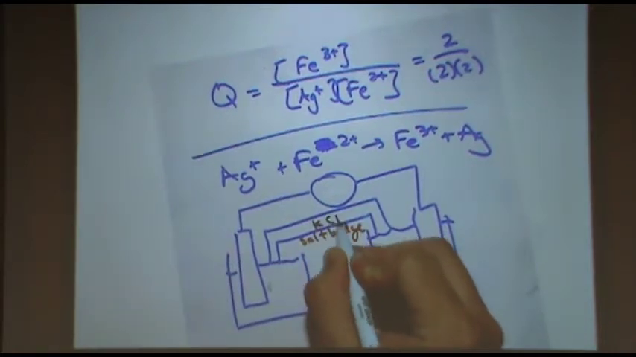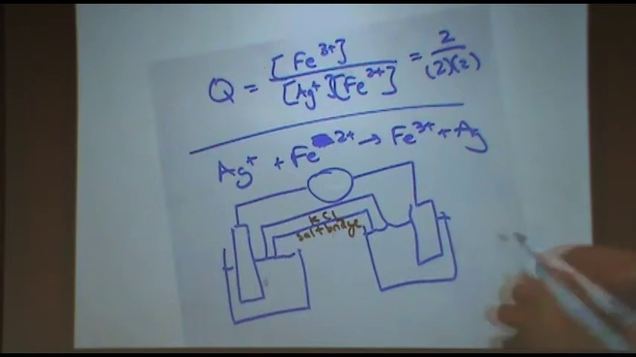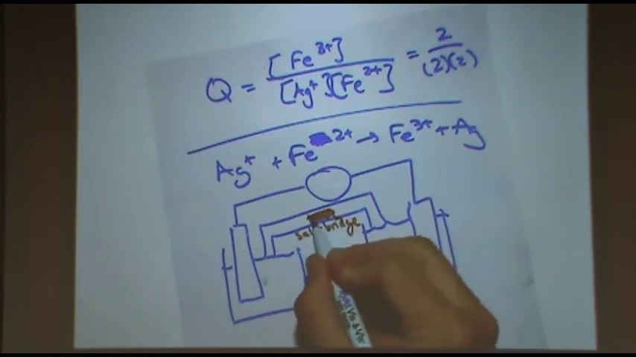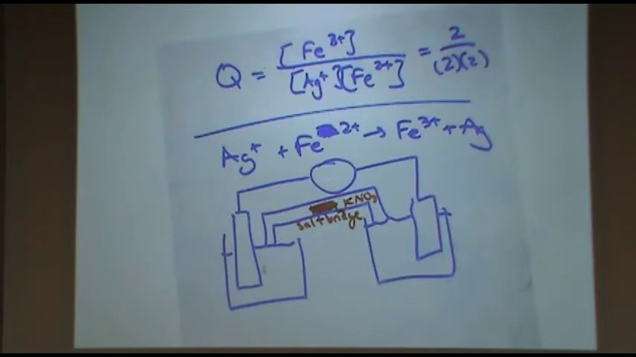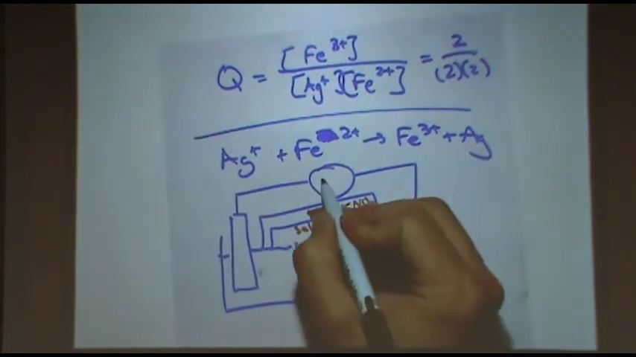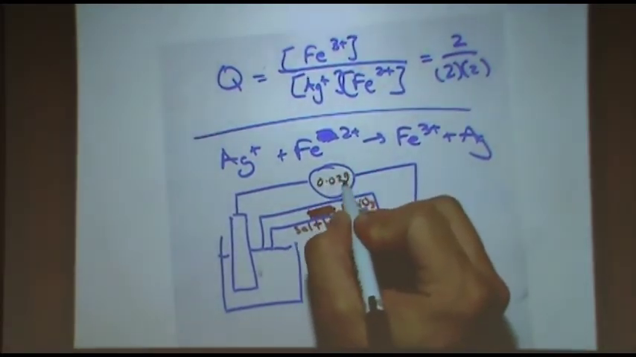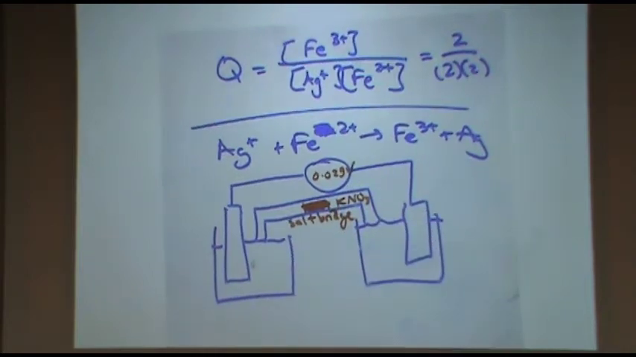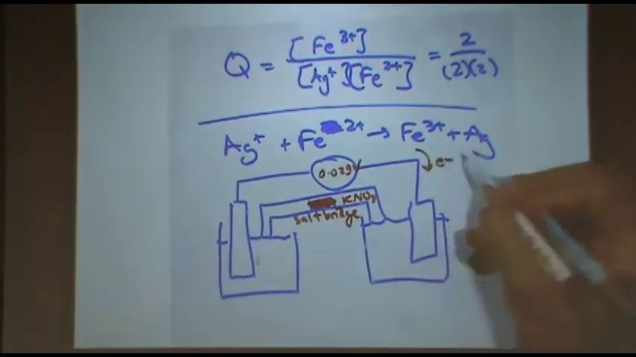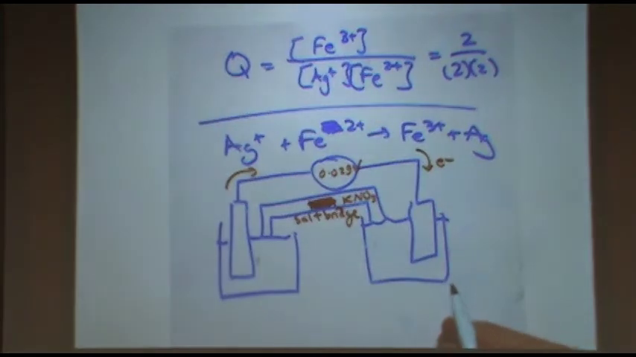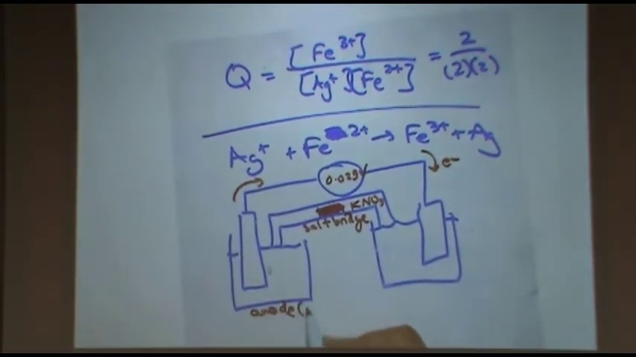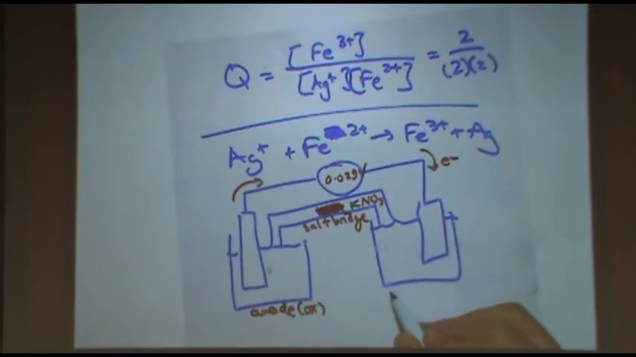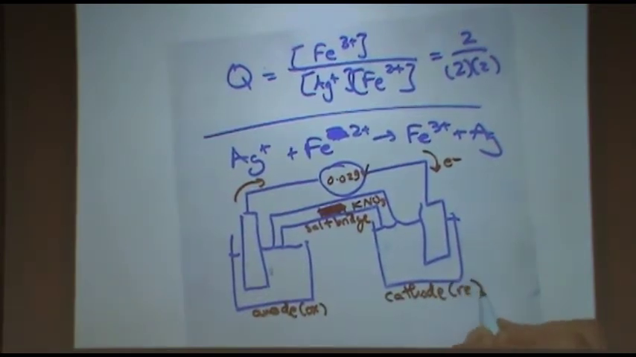Let's call it KCl. Oh, I don't want KCl. KNO3. I like that one better. Okay, KNO3. We've got our voltage, I think it was 0.029 volts. I'll write that in there. Electron flow goes around this way, like that. We've got the anode here. That's where the oxidation happens. And we've got the cathode here. That's where the reduction happens.